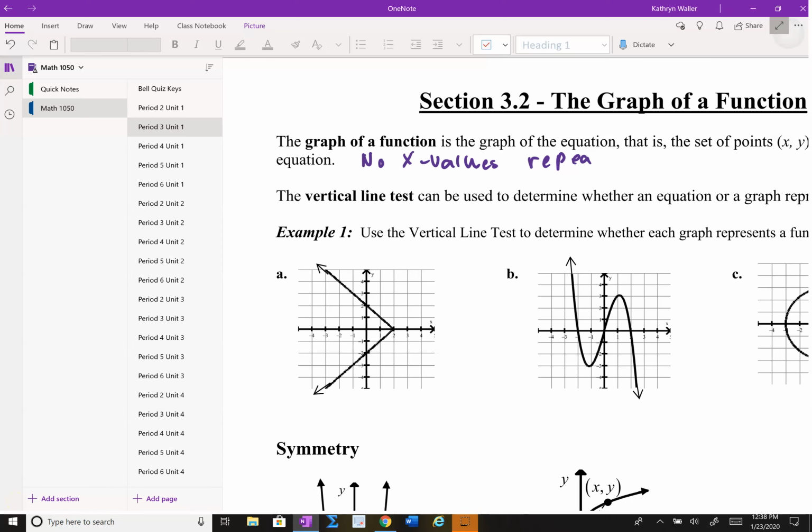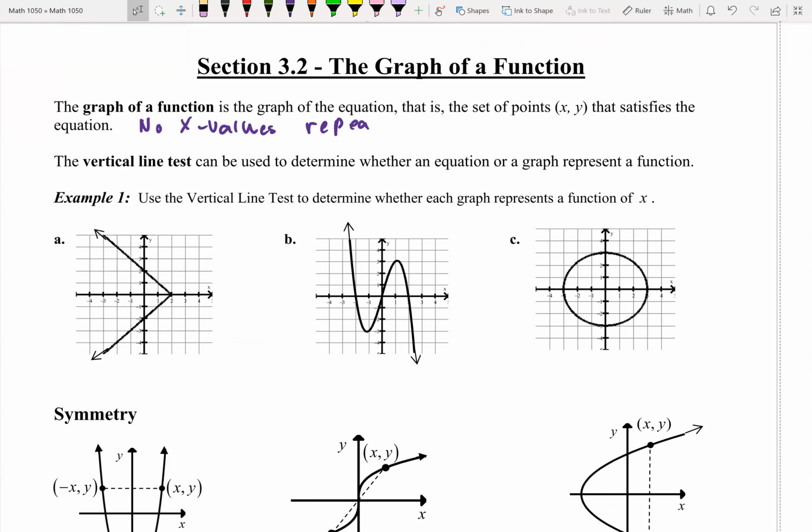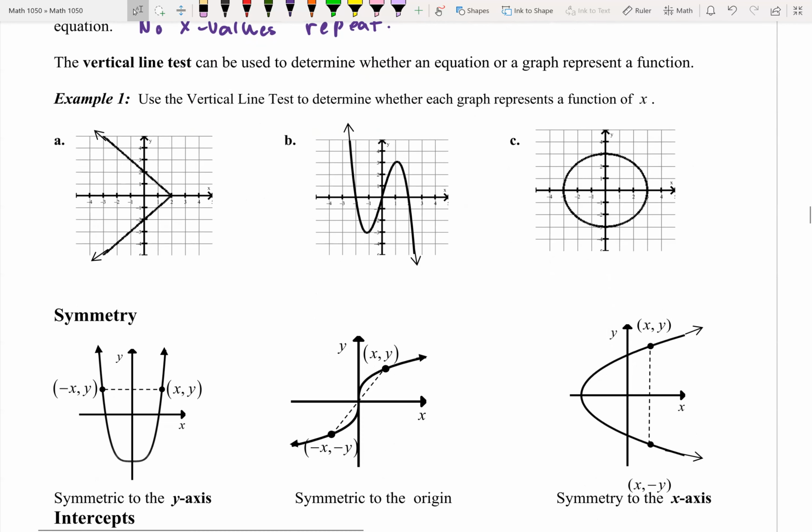Okay, so if something is a function, then no x values repeat. If you guys would please write that down. If you have a graph, the way you determine whether or not the graph is a function is you do the vertical line test. Everybody grab your pencil and draw a line right there.